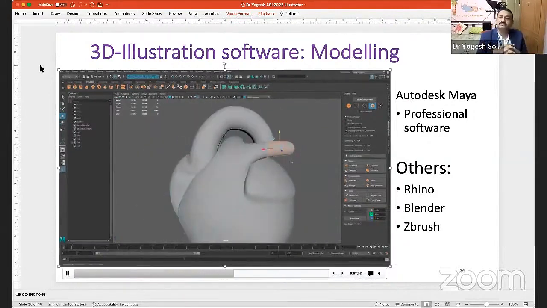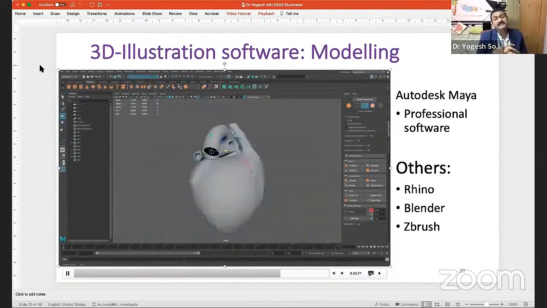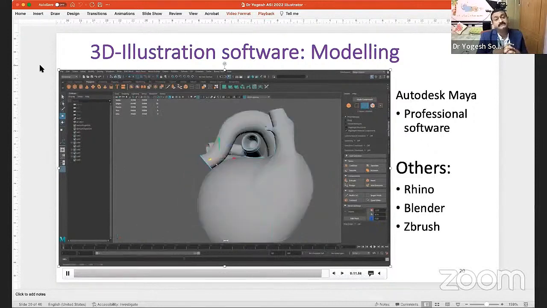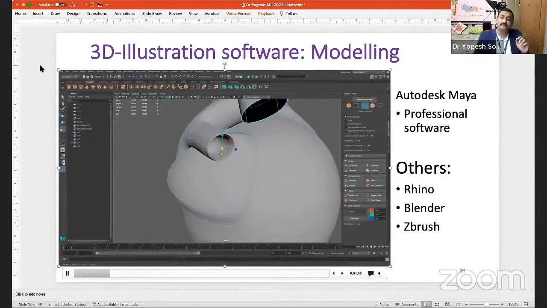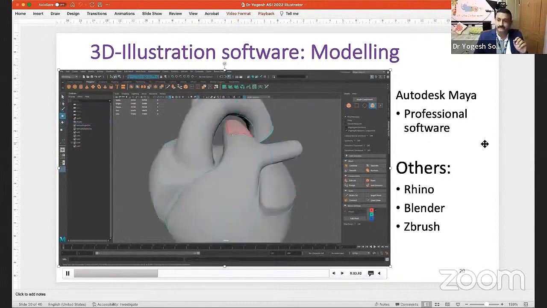Other softwares are also available: one is Rhino, one is Blender, one is ZBrush. So there are different types of softwares available.